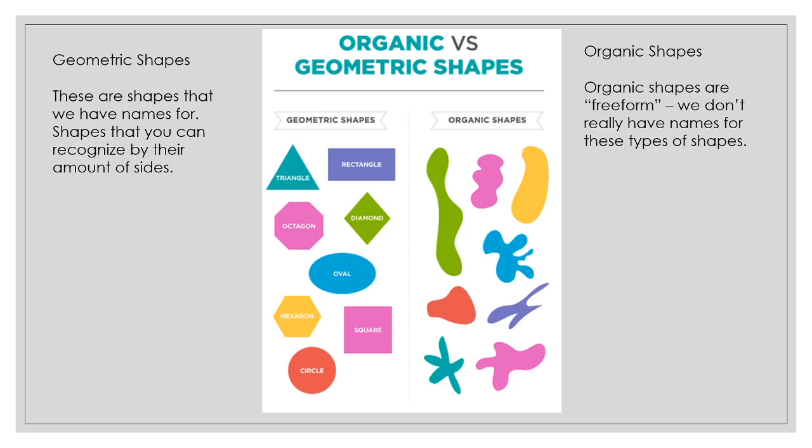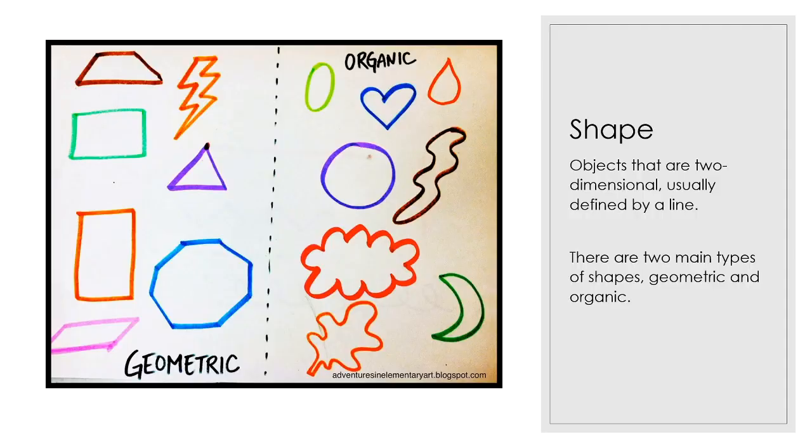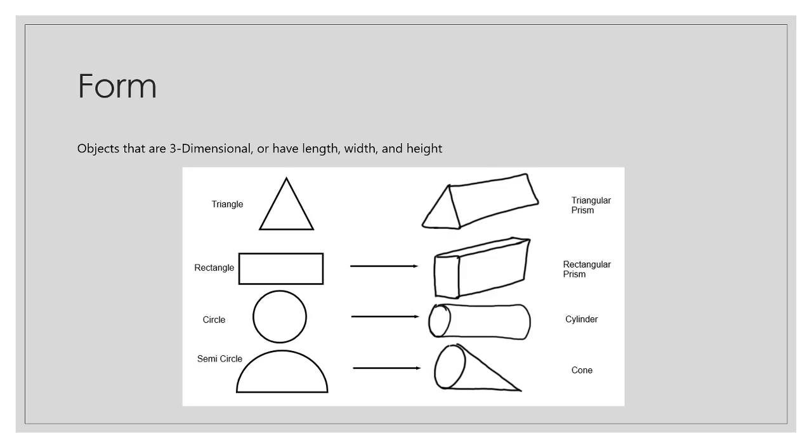They're very free form. And speaking of form, form is an object that is three-dimensional or has a length, a width, and a height. Shapes are two-dimensional, which means they are flat. And form is three-dimensional. You can see the example of forms on the right. A triangle becomes a triangular prism. A rectangle becomes a rectangular prism. A circle can become a cylinder or a sphere, and a semicircle can help us create a cone.